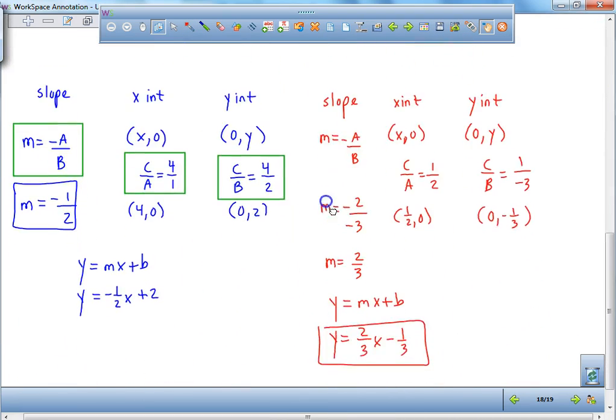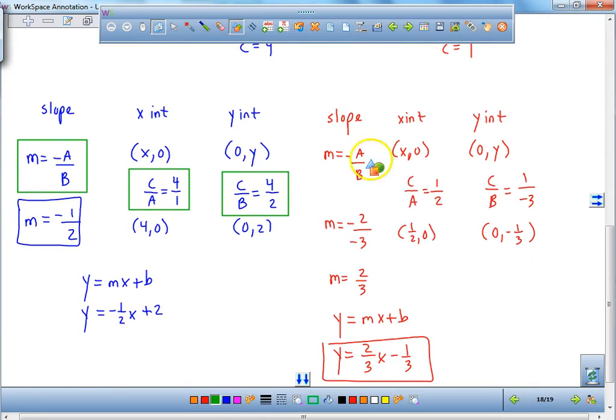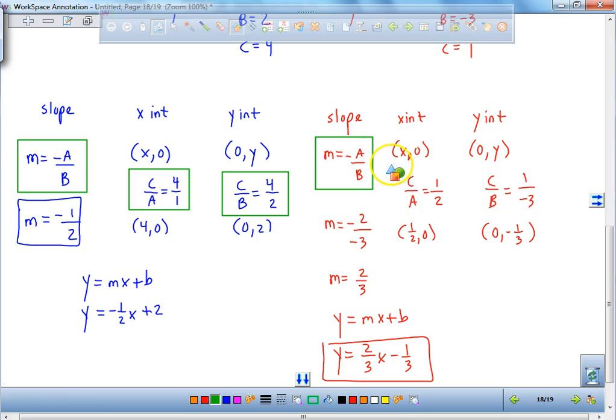All right, so guys, this is really important. I want you to understand in your journal, make sure you know that to find the slope in standard form, it's negative a over b. To find the x-intercept, it's always what? C over a. And to find the y-intercept, it's always c over b.